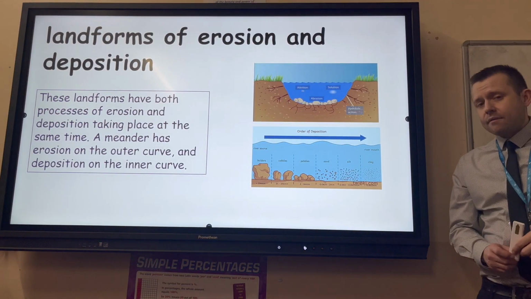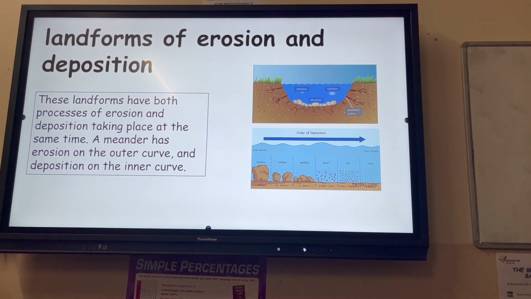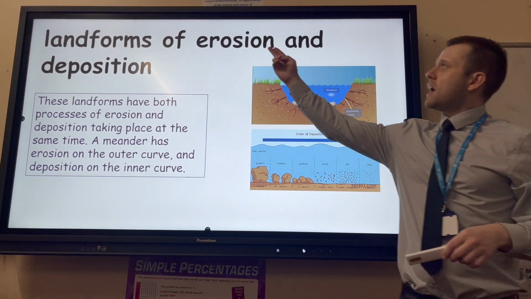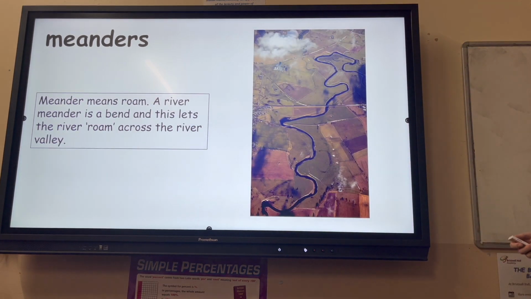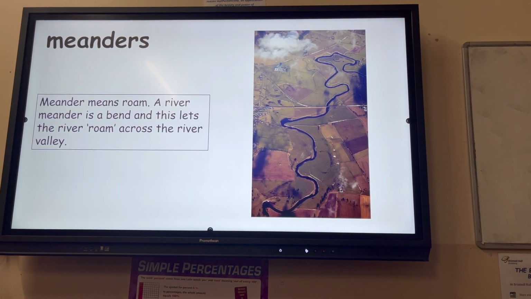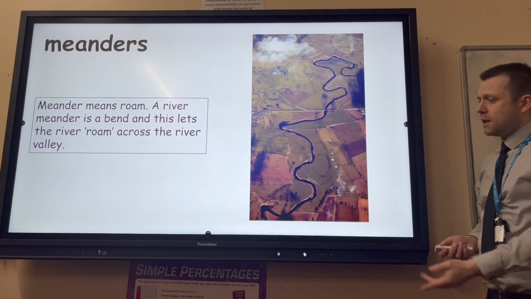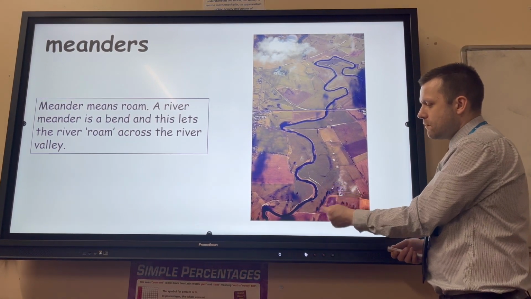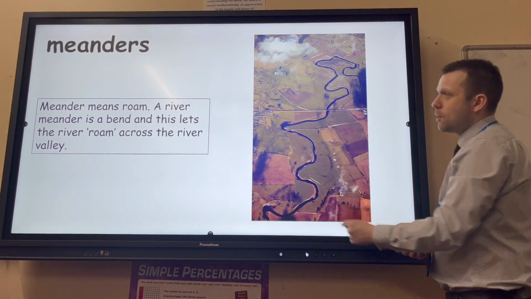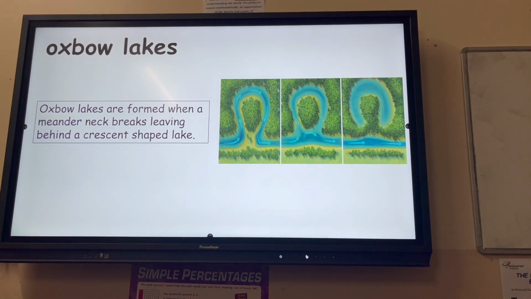The next type of landforms are landforms of erosion and deposition, and these are landforms that have these two fluvial processes working at the same time. Meanders are a common one. Meanders, ultimately, a meander is a bend in a river, and on the outer curve you have erosion, and on the inner curve you have deposition.